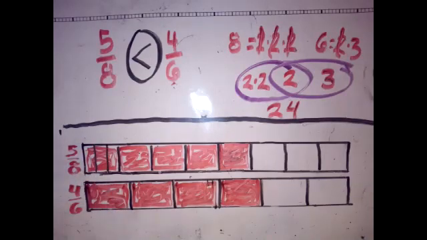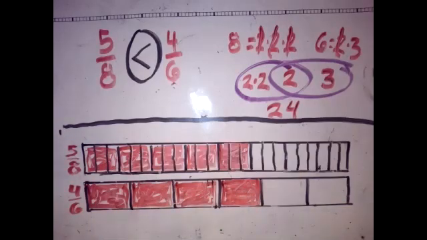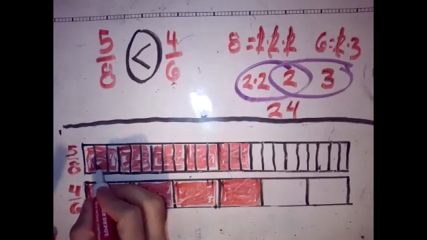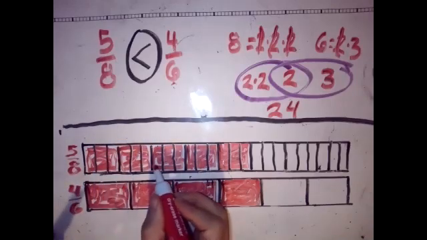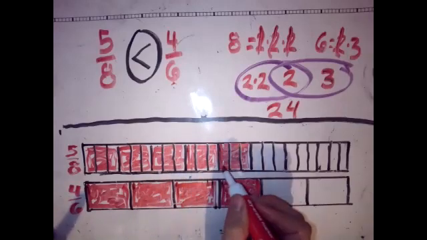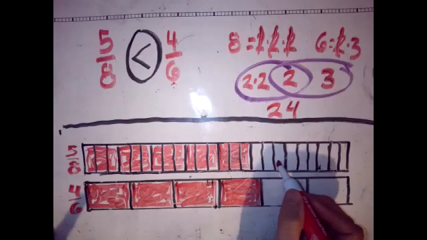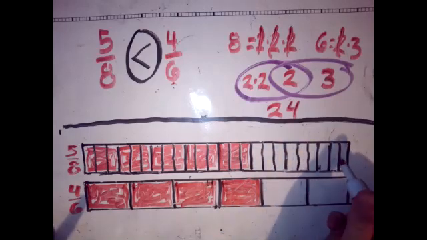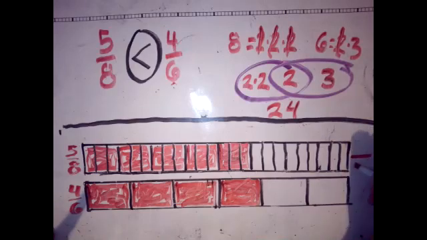And now I need to make sure that I don't erase anything. I'm going to keep all 3 of those pieces I just made. And then we have to do that for my entire eighths bar. And now this bar that once was broken into 8 equal pieces with 5 of those pieces shaded in is now broken into 1, 2, 3, up to 24 pieces. And of those 24, 15 are shaded in.